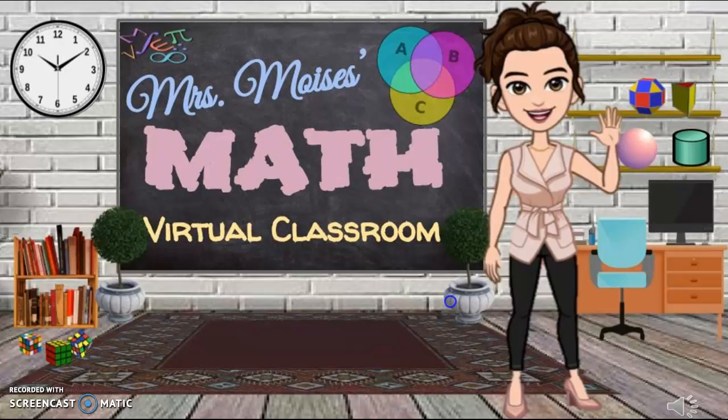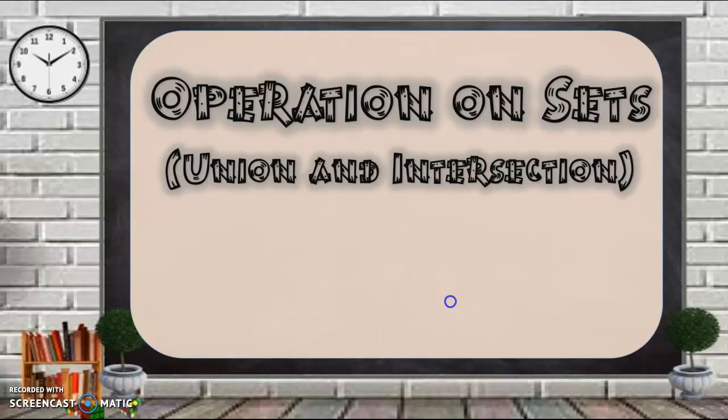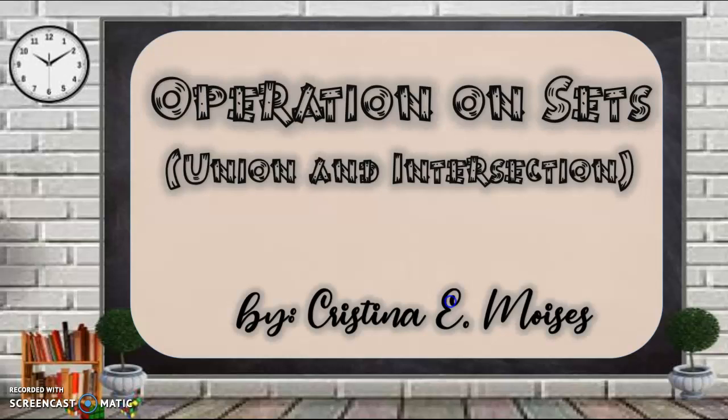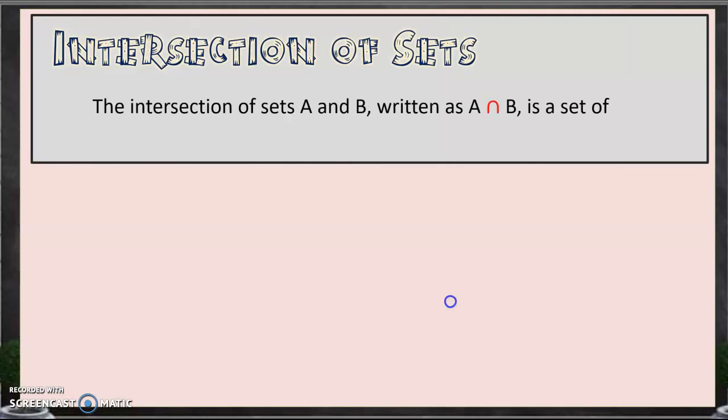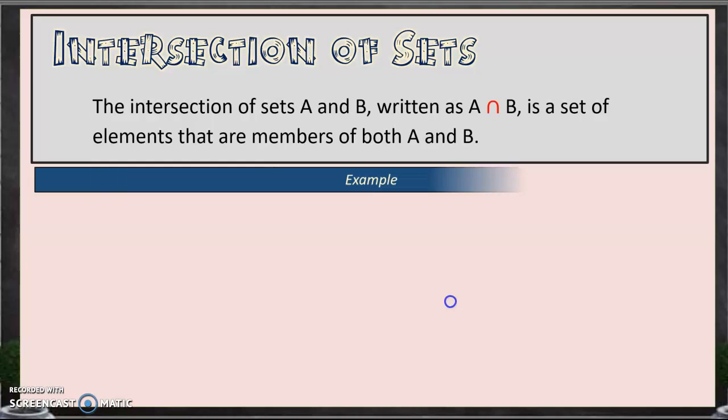Moises Math Virtual Classroom. This time, we will discuss operations on sets: union and intersection. So first, intersection of sets. The intersection of sets A and B, written as A intersect B, is a set of elements that are members of both A and B. Or we can say that these are the common elements of sets A and B.